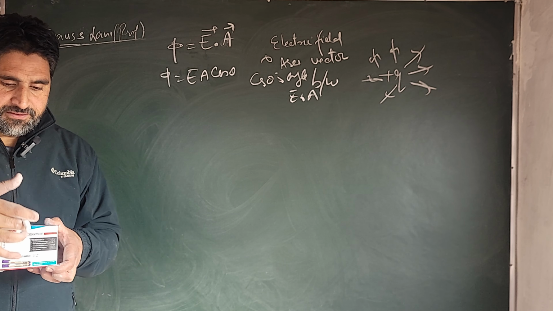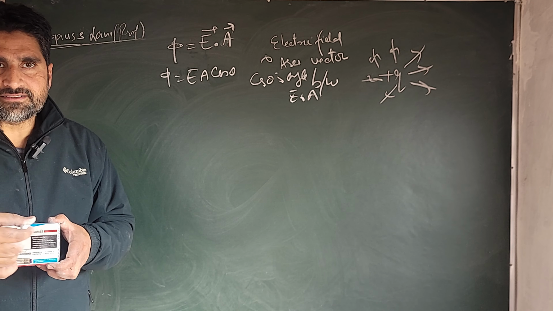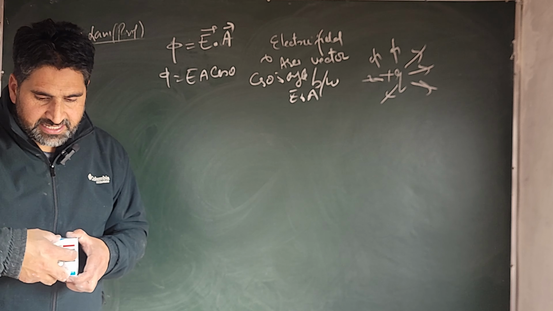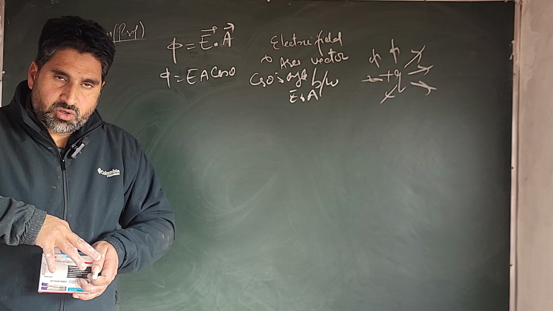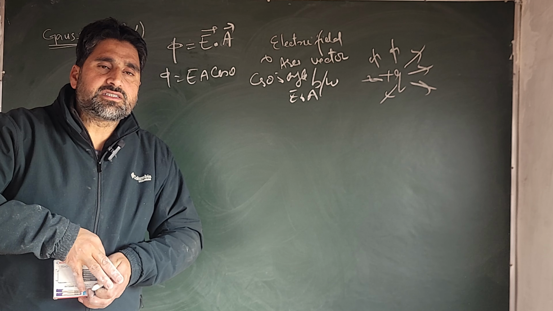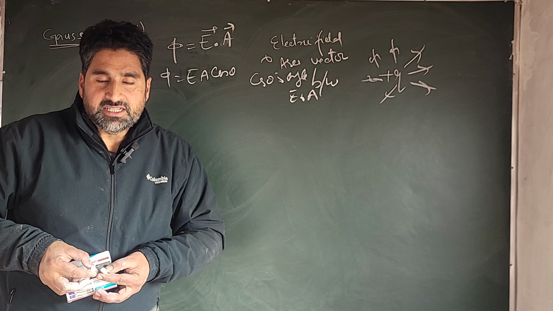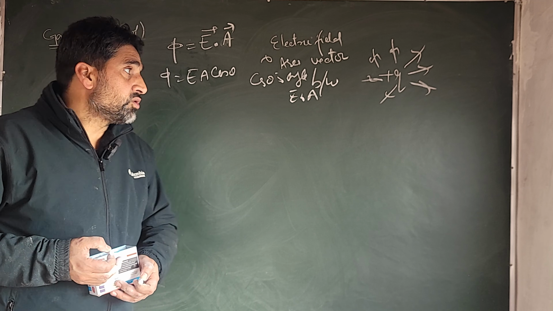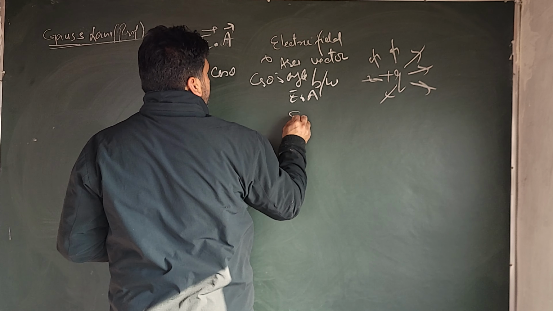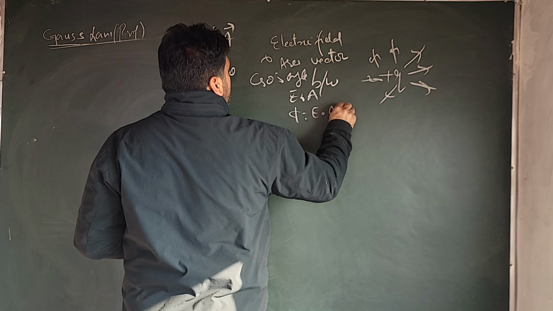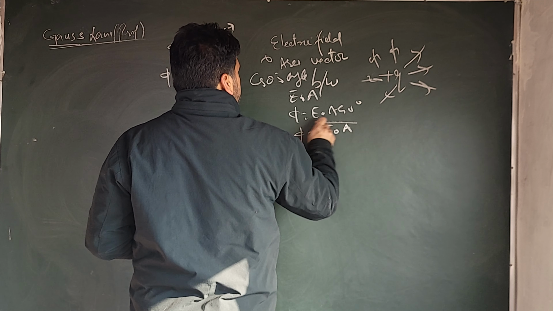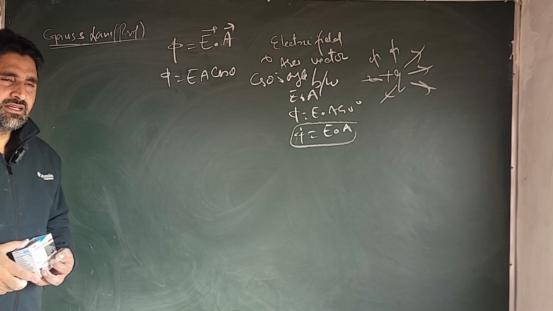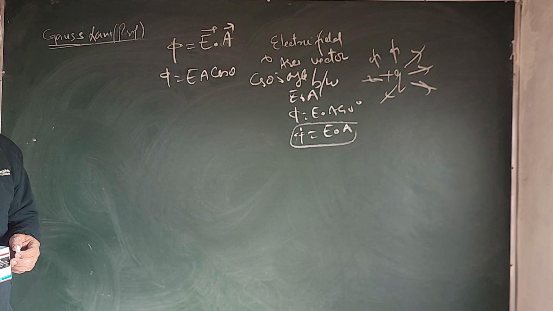So the electric field is outward, and the area vector is also outward here. It means if the area vector is going outwards and the electric field is also outwards, theta is 0. So when theta is 0, phi is equal to E into A into cos 0. Cos 0 is 1. The flux is maximum, E dot A. Flux is maximum when E and A are parallel.